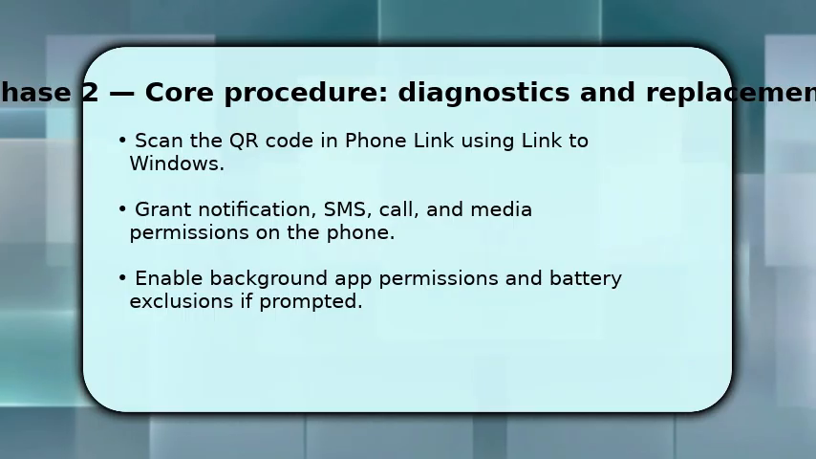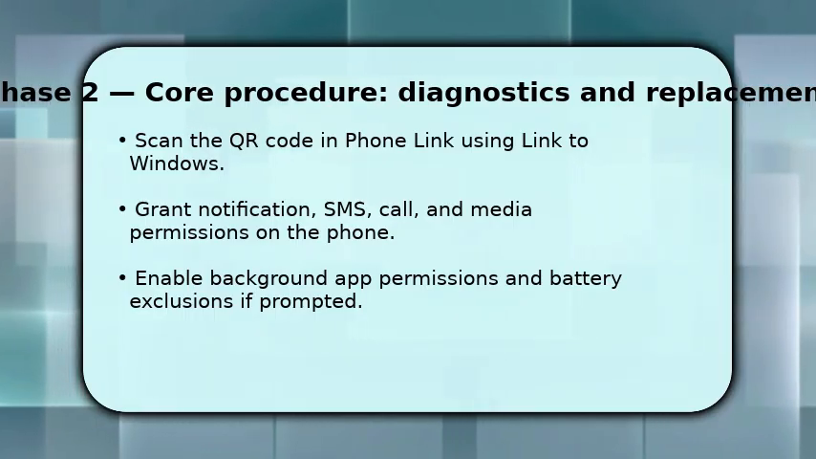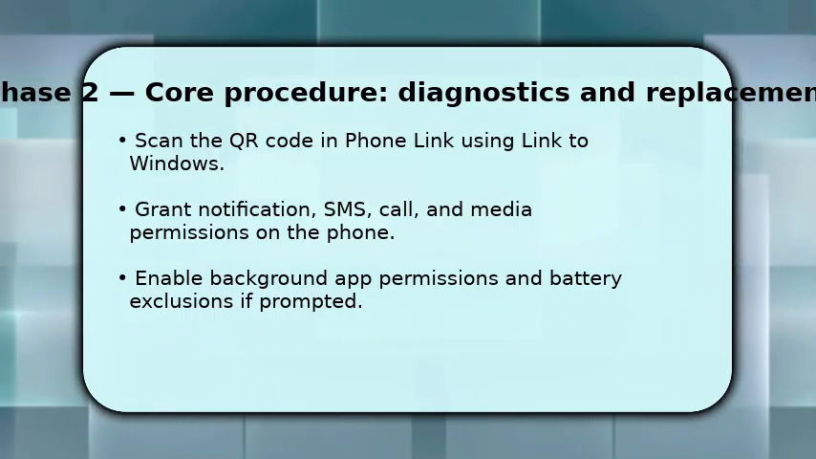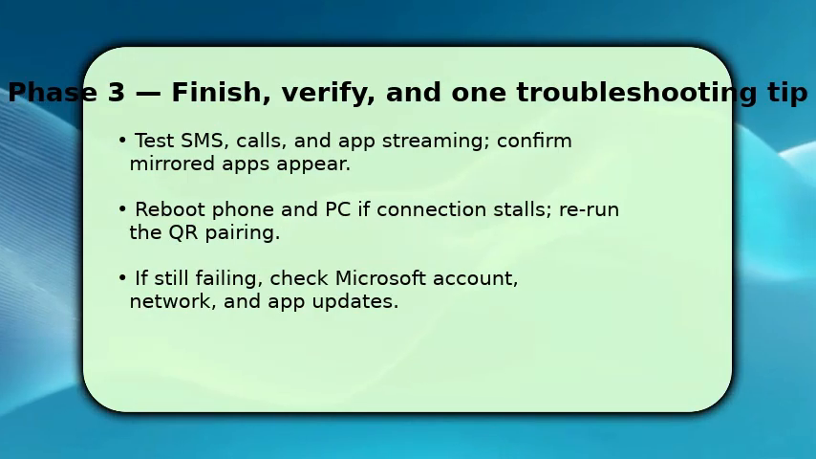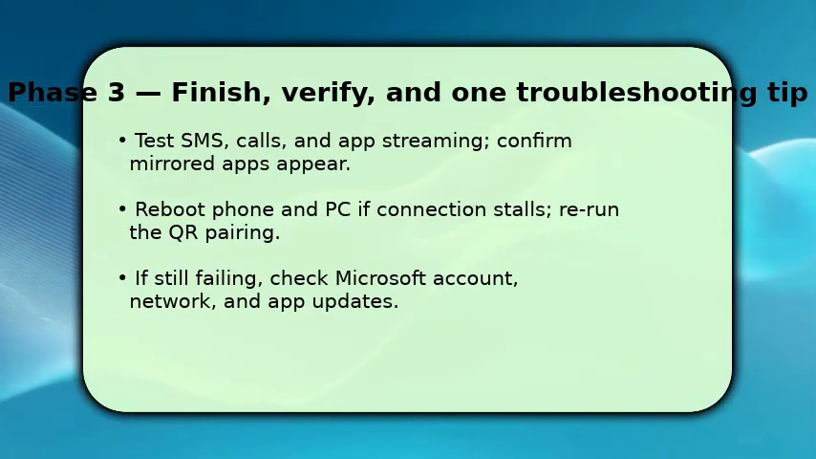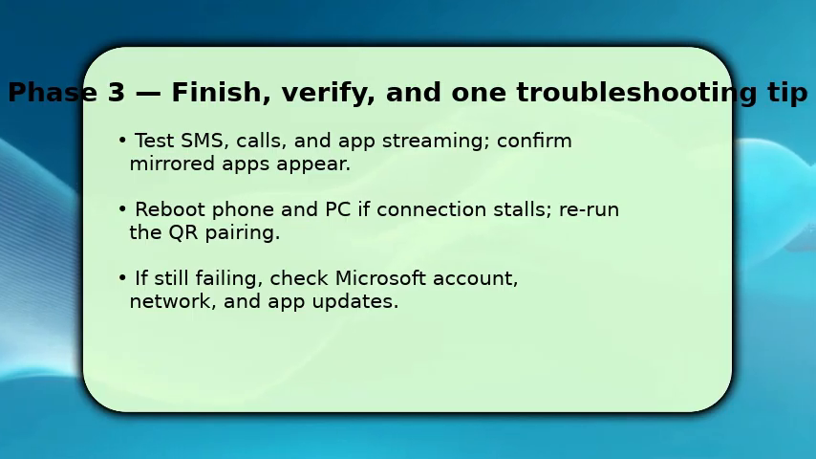Keep an eye on on-screen prompts. Some require explicit consent to complete the connection. Finish by testing core features. Send an SMS, place a call, and launch an app from Phone Link to confirm streaming or mirroring works.